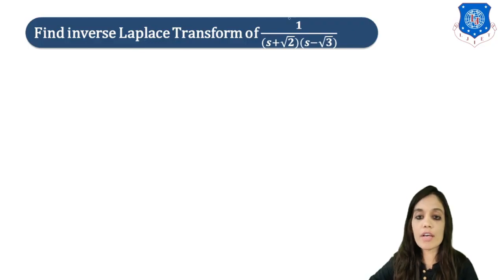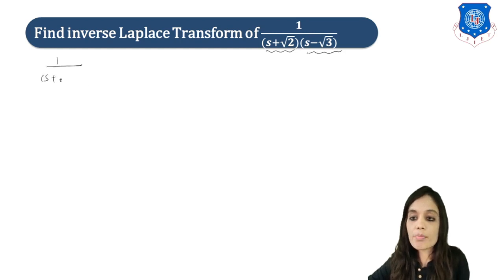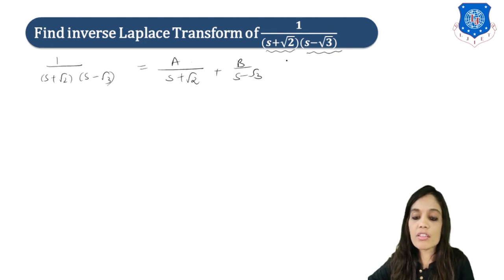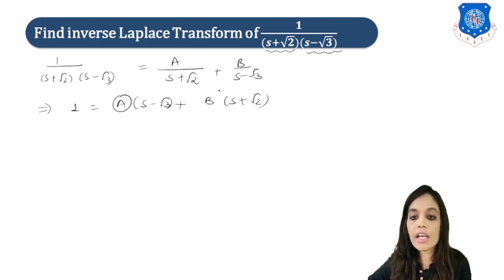So we have to find the inverse Laplace transform of this. Here you can see the factors are linear factors, right? So we will write 1 upon s plus root 2 into s minus root 3 is equal to A upon the first factor, that is s plus root 2, plus B upon s minus root 3, because the given factors are linear. So we will apply our case 1. Now let us take the LCM. So what will remain? 1 is equal to A into s minus root 3 plus B into s plus root 2. Right, now we want to find this A and B.